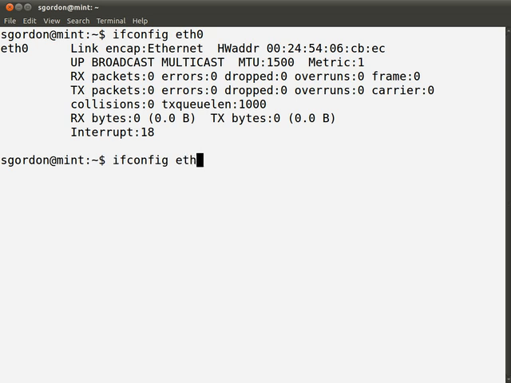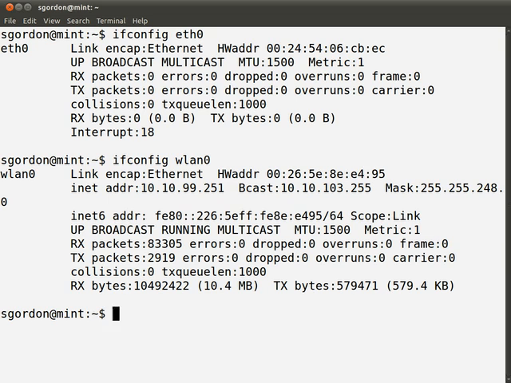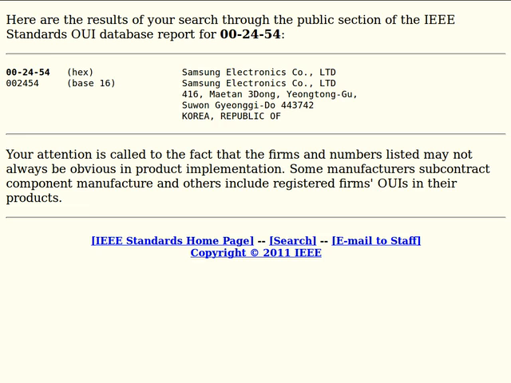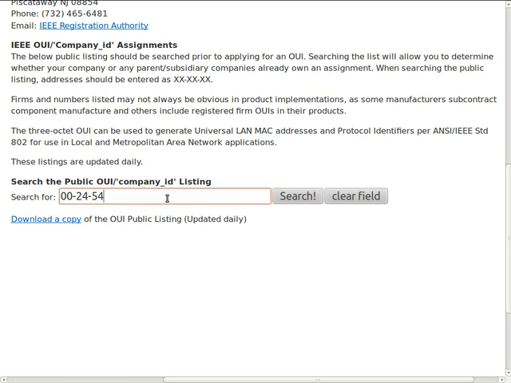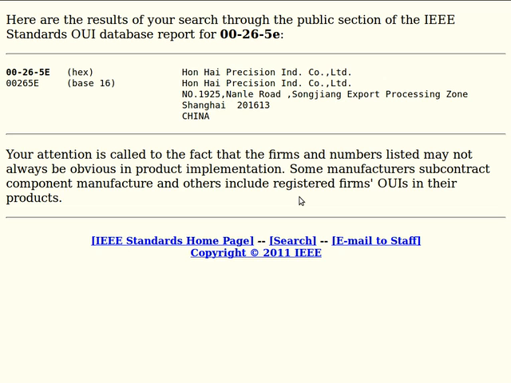And I also have a wireless LAN card in my laptop. Here's the address. And it's manufactured by someone else. 00265E indicates a different manufacturer. What is it? 00265E. There you go. Hon Hai Precision, they make a lot of networking and laptop equipment, I think.